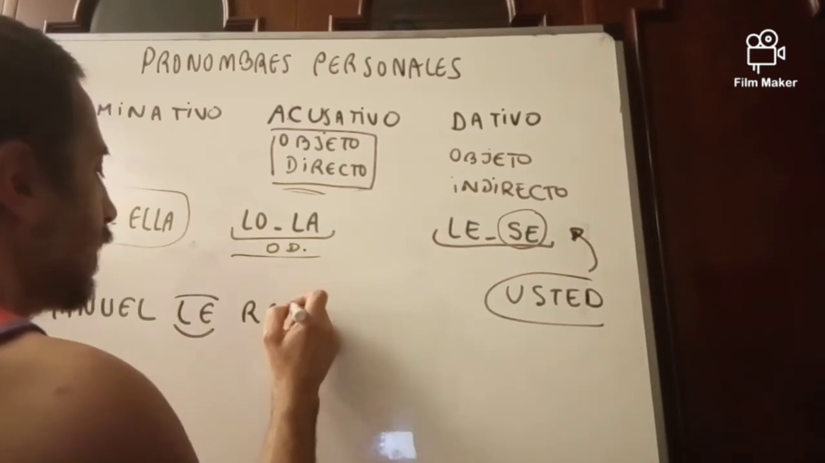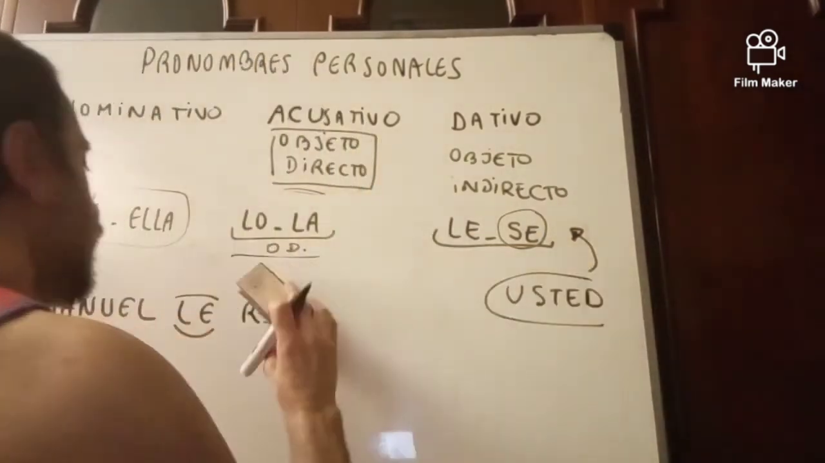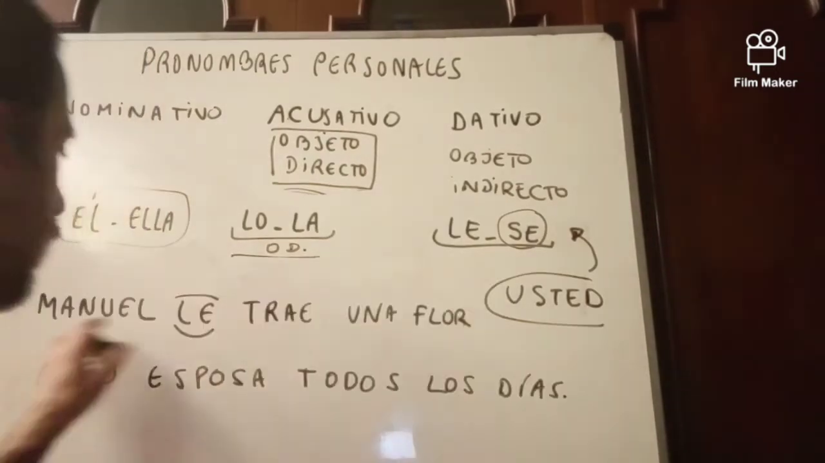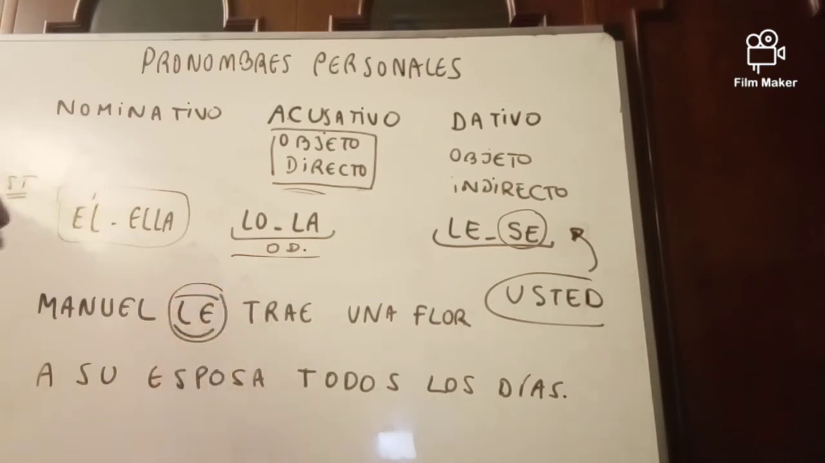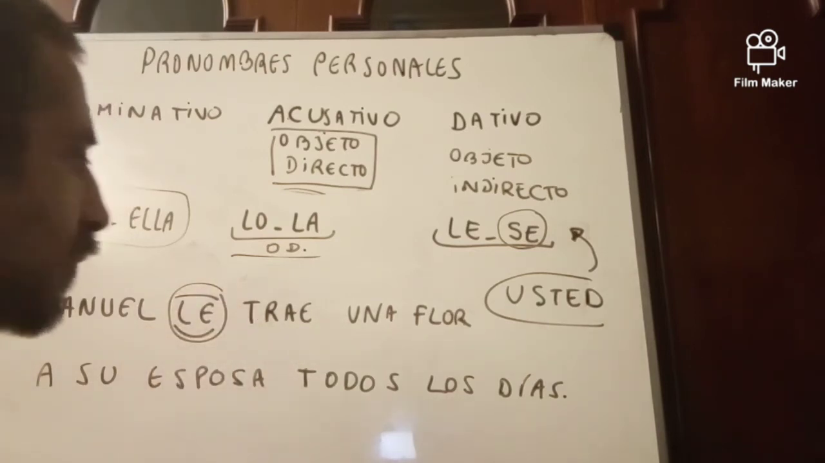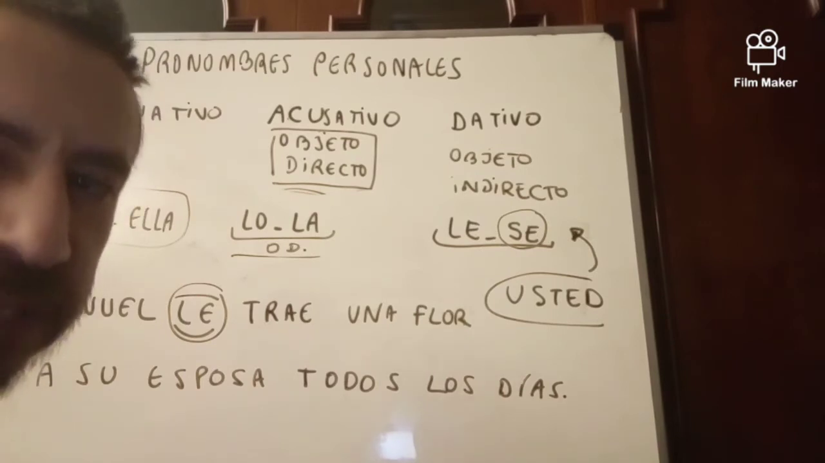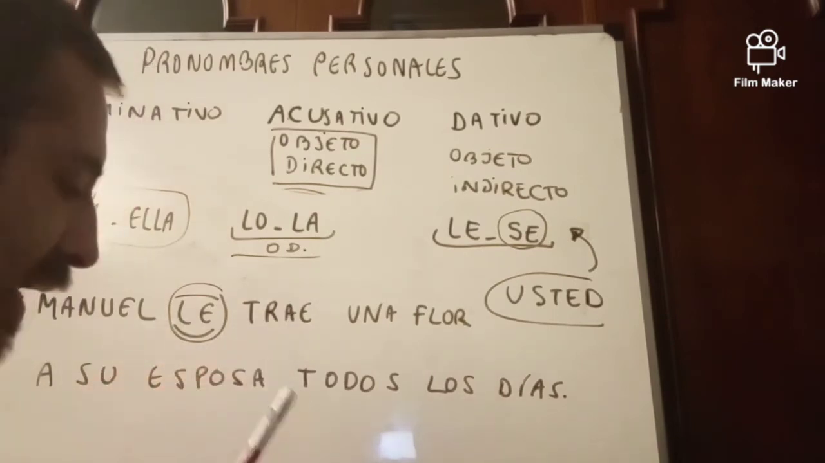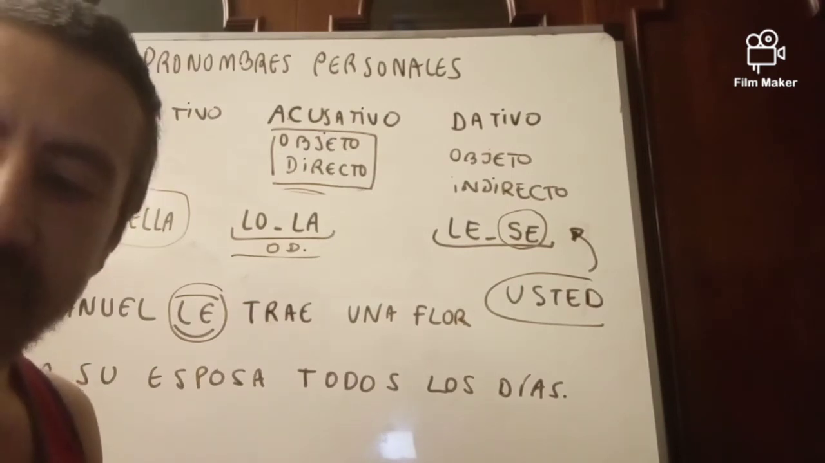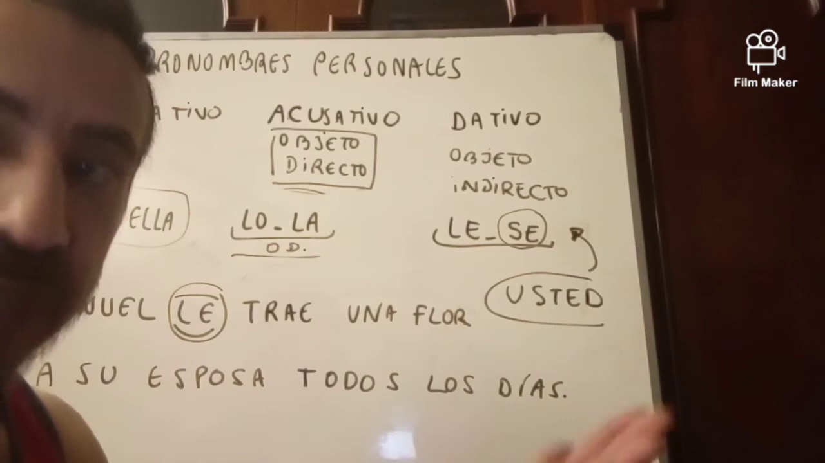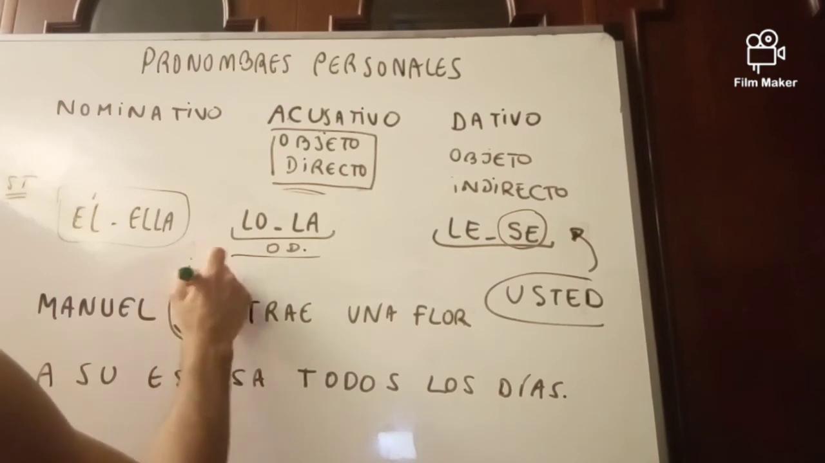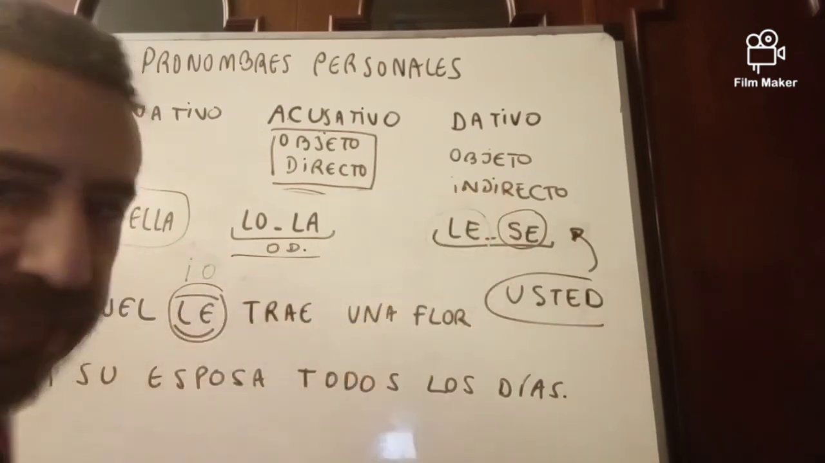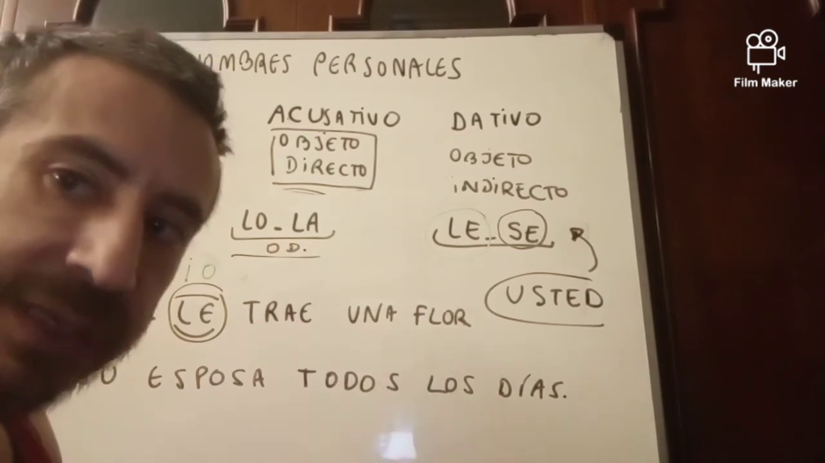Manuel le trae una flor a su esposa todos los días. As I told you before, we can omit this and say Manuel trae una flor a su esposa todos los días. But it's more common to use it. Manuel le trae una flor a su esposa todos los días. So the double use of the indirect object is more common in Spanish. This is the indirect object, le. It's the same for both masculine and feminine nouns.